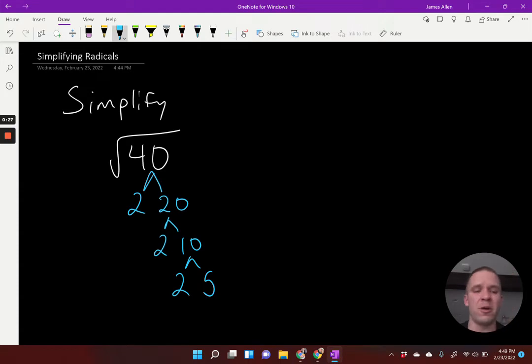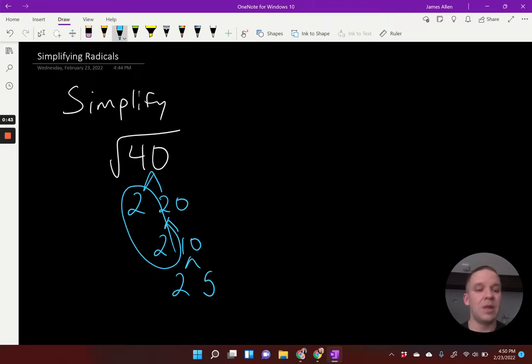Okay, so 40 is not a perfect square. I can't take the square root of it, but I can write it in simplified form. Now, what I'm going to look for here are pairs. Since this is a square root, we're looking for pairs. So I'd get a pair of twos. That can come out of the radical. But the 2 and the 5, they don't have a partner, okay?